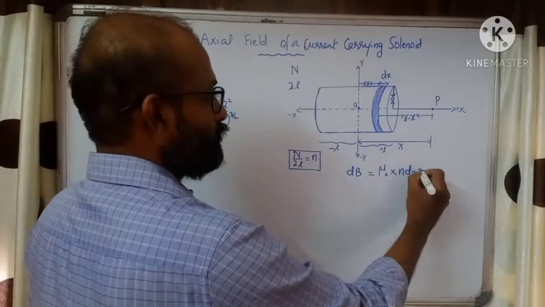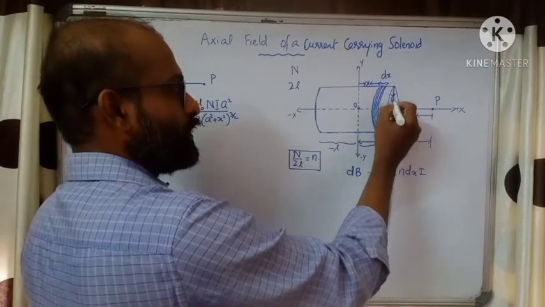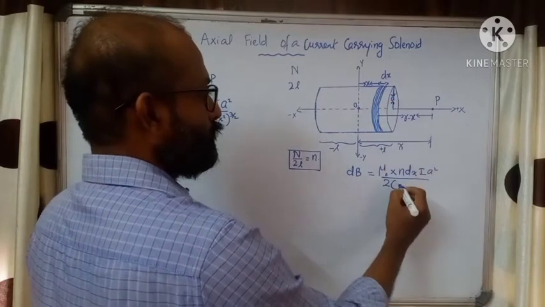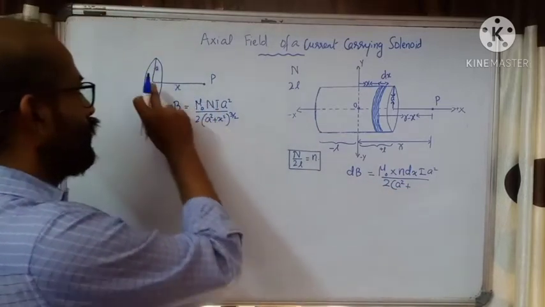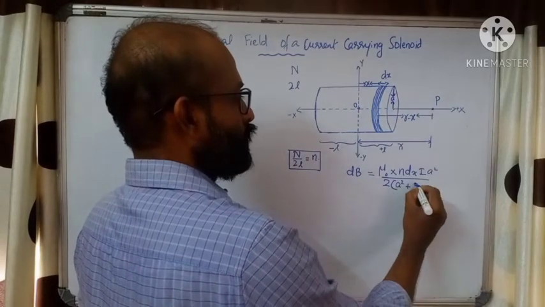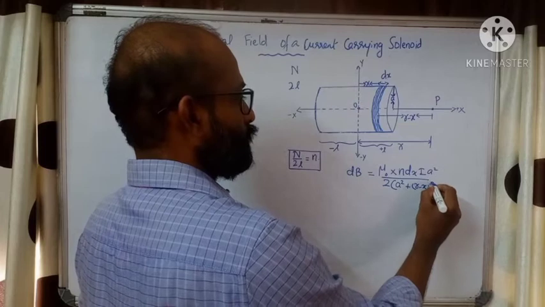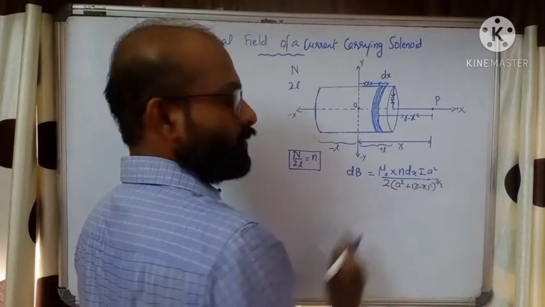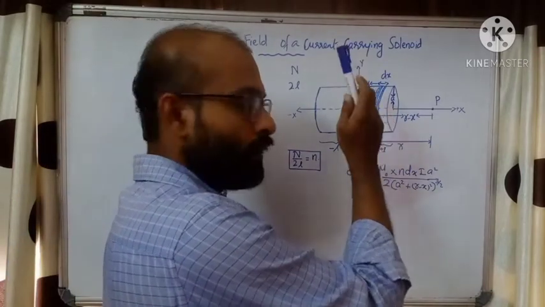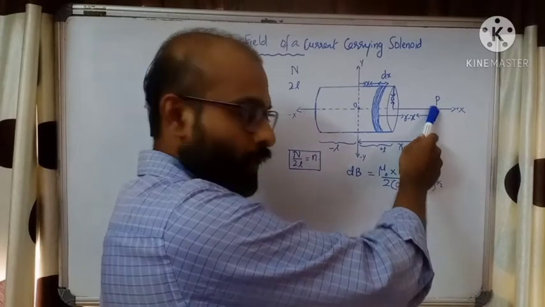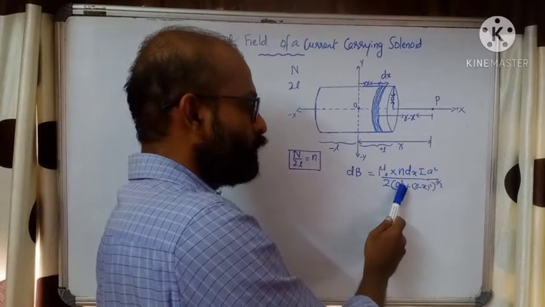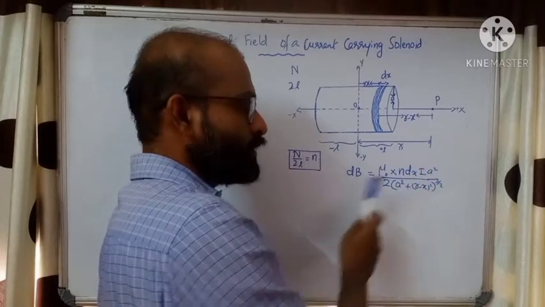Then I is the current. Then the square of the radius, a square, divided by 2 into a square plus x square. We need the distance x. Here we have the distance from here to here. What is the distance? It is r minus x. So we need to take r minus x the whole square raised to 3 by 2. This is our equation. So this current carrying circular coil will produce a magnetic field at the point P, and this magnetic field is given by mu 0 n dx I a square by 2 into a square plus r minus x the whole square raised to 3 by 2.